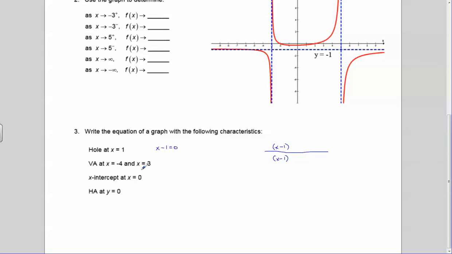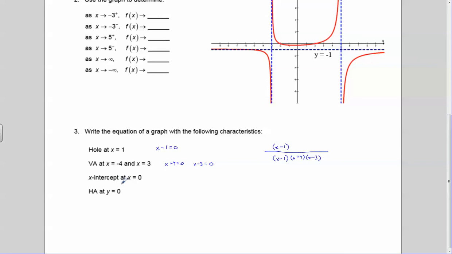There are vertical asymptotes at x equals -4 and x equals 3. These also occur by setting the denominator equal to 0. So let's make the first equation equal 0 by adding 4 to both sides. X plus 4 equals 0, and subtracting 3 from the second equation. X minus 3 equals 0. This gives us two more factors for our denominator, x plus 4 and x minus 3.